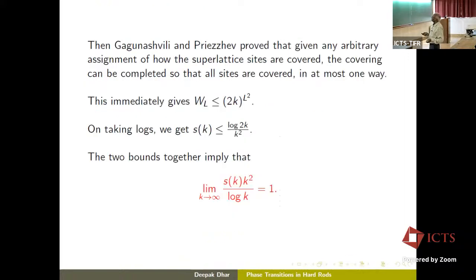Okay, so the maximum possible covering is the number of ways you can assign this, 2K to the power L squared, and SK is less than or equal to this. And this also goes like log K by K squared. The previous one went like log K by K squared. So this is log K by K squared. The coefficient has to be 1.